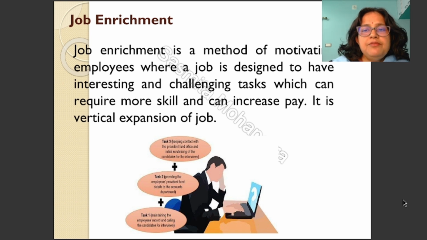Job enrichment is a vertical expansion. Here the employee is given different challenging and interesting tasks to perform. Maybe the position and the pay are increased, or there is a hike, and at the same time a more challenging task or job needs to be performed by that employee. So it is a vertical expansion of the job, we can say.